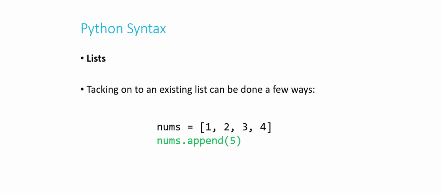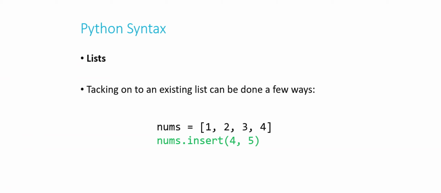Now we have the following. We can say nums equals 1, 2, 3, 4. So that's explicitly creating a list of 4 elements. We can attach an element to the end of the list. We can say nums.append 5. And what that's going to do is add 5 to the end of the list. It's going to tack it on at the very end.